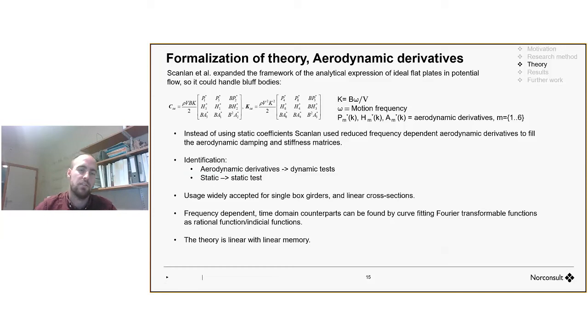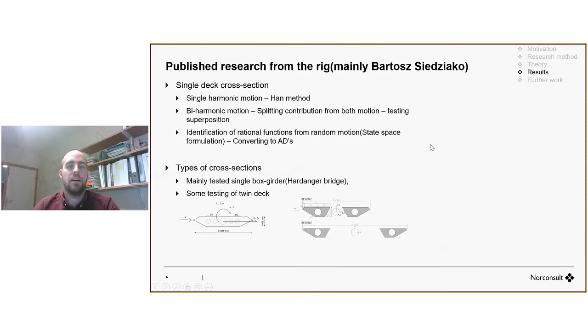And you need a dynamic test to validate or to calibrate these models. And this theory is widely accepted for single box girders and for linear cross sections, and it's been used also for twin deck girders. You can transform this into time domain by fitting Fourier transformable functions as rational functions or indicial functions. That's no problem. But the theory is still a linear theory, now with some linear memory put into the system. Okay, so that was a bit of theory.